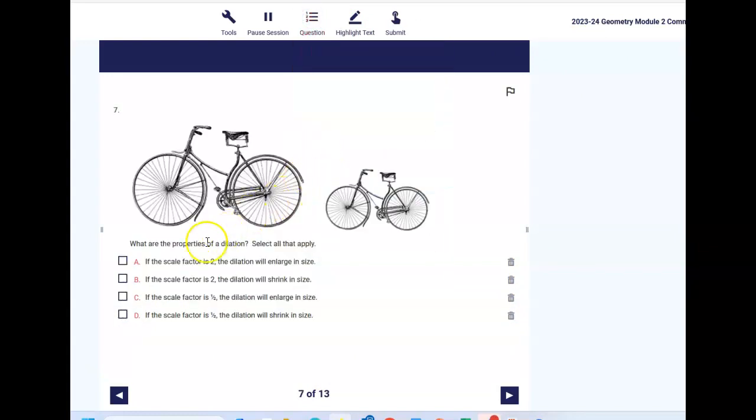Number 7. What are the properties of a dilation? Select all that apply. Option A, if the scale factor is 2, the dilation will enlarge in size. Option B, if the scale factor is 2, the dilation will shrink in size. Option C, if the scale factor is 1/2, the dilation will enlarge in size. And option D, if the scale factor is 1/2, the dilation will shrink in size.